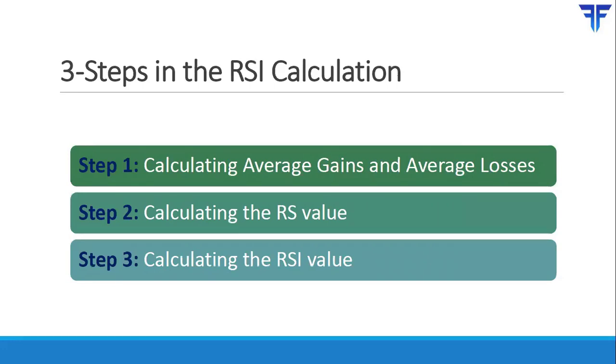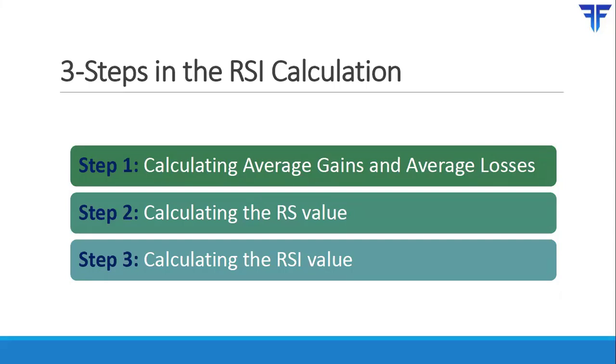As you might imagine, there are three steps involved in the calculation of RSI. In the first step, once you have the closing prices for the past n periods, based on that you calculate the average gains and average losses for the past n periods. Once you have the average gains and average losses, from that you can calculate the RS value. And finally, once you have the RS value, from that you can calculate the final RSI value of the security.